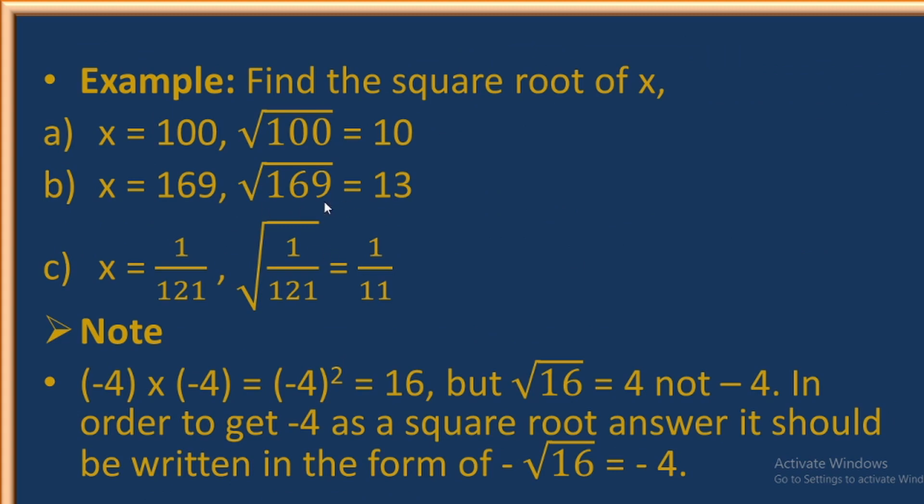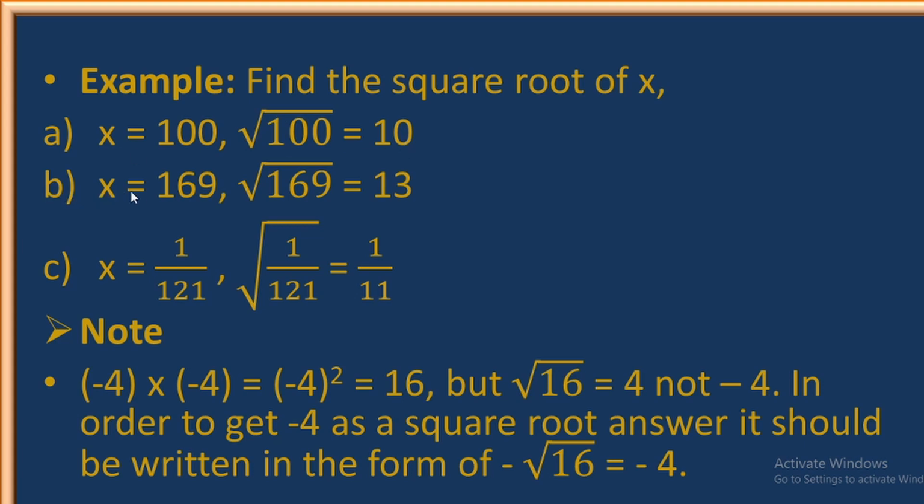Okay, for example, here it is. Let's find the square root of x. Find the square root of x, where x is 100, meaning finding the number that multiplied by itself gives 100, which means radical 100. You see, this is radical 100, which is equivalent to 10, because 10 times 10 is 100, right?